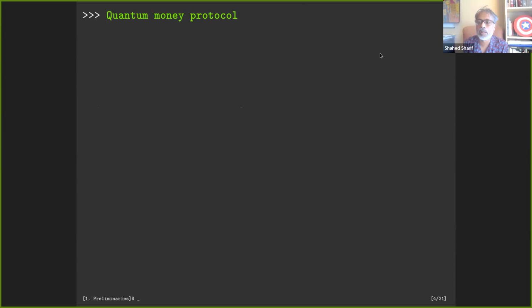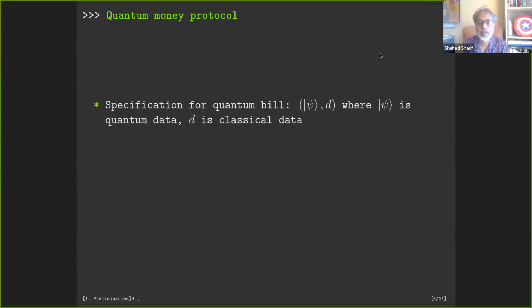A quantum money protocol consists of three things. The first is a specification for what the money actually looks like. And I already said it consists of both some quantum data and some classical data. So I like to think of this physically as being something like a credit card with two little chips in it. One of them is a regular chip that contains some classical data, and the other one is a quantum chip. I don't know what that'll look like in the future, but something that contains the quantum data.